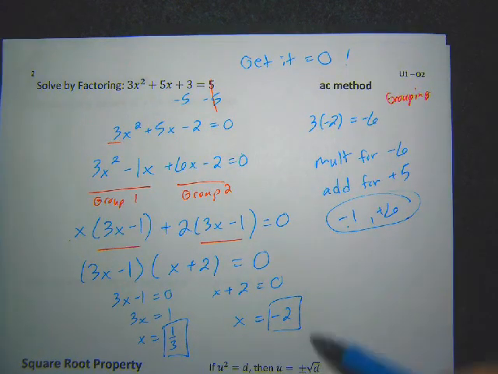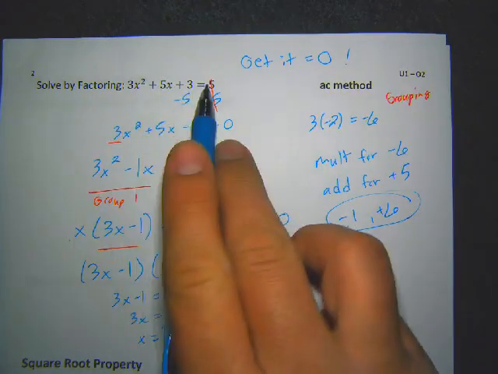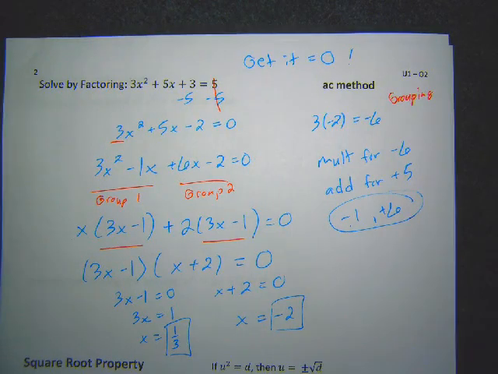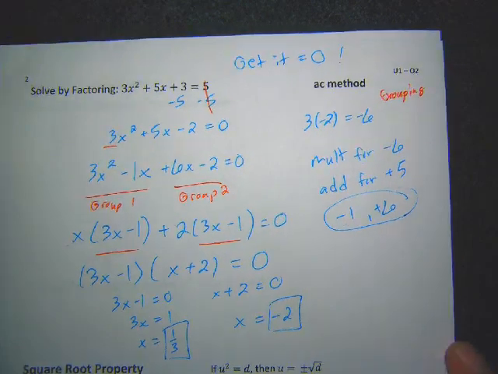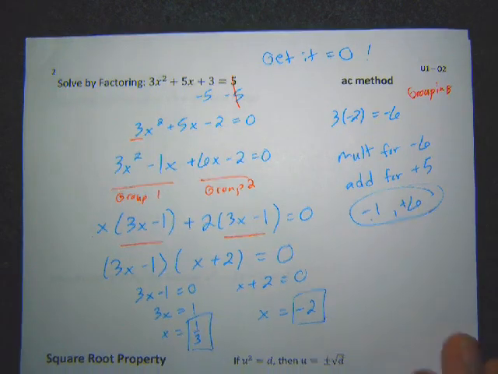You can go back and plug them in, and they will work. If you plug negative 2 into the original equation, do all that, you would get 5. If you plug 1/3 into the original equation, you would get 5. So that would work. Okay, so like I said, this is not the only method for solving quadratics. There are a couple other methods, and in certain cases, some of them are easier. So one of the best, easiest, nicest methods is the next one.